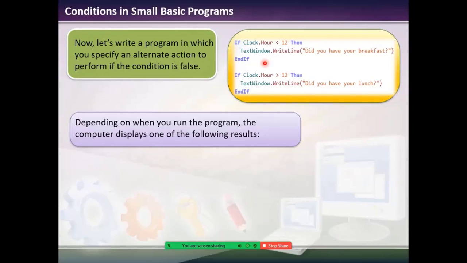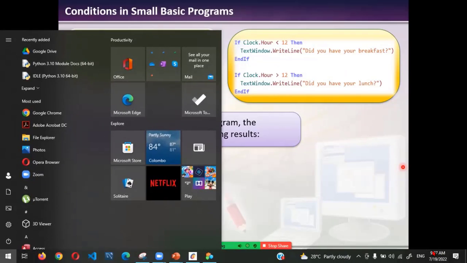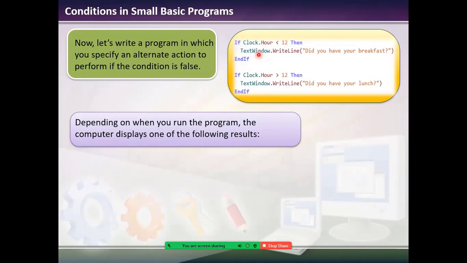It says clock dot hour. Clock dot hour means the current hour. Now the time is 9 past 27 minutes, so our current hour is 9 a.m. So if the hour is less than 12, it means we are in the morning. Normally in the morning we ask this type of question: did you have your breakfast?